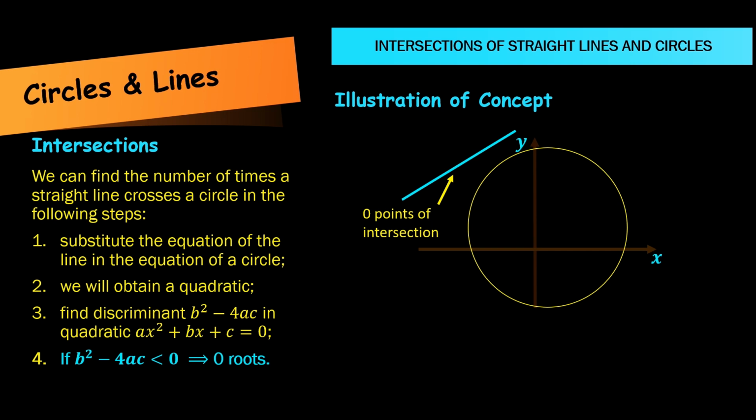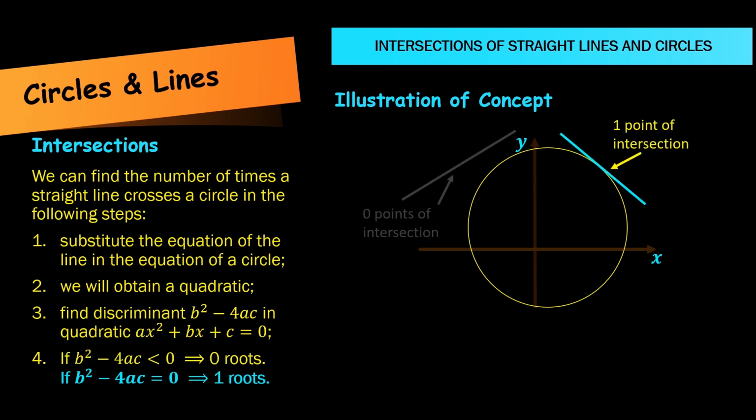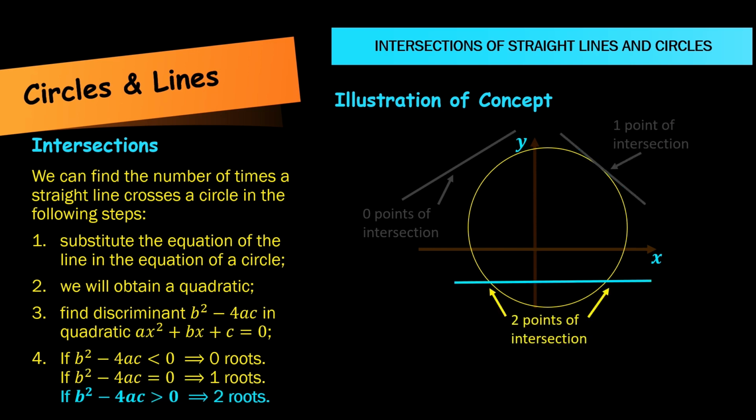If b squared minus 4ac equals 0, then we have 1 real root. In other words, 1 point of intersection. And if b squared minus 4ac is greater than 0, then we have two real roots, in other words, 2 points of intersection.